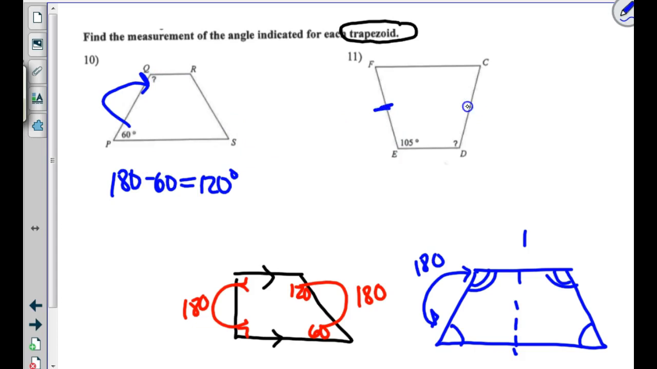This one has marks here. That's why they can ask about this one, because there'd be a line of symmetry. So this would fold over and match up here. They're called base angles. And this angle at D would also have to be 105.